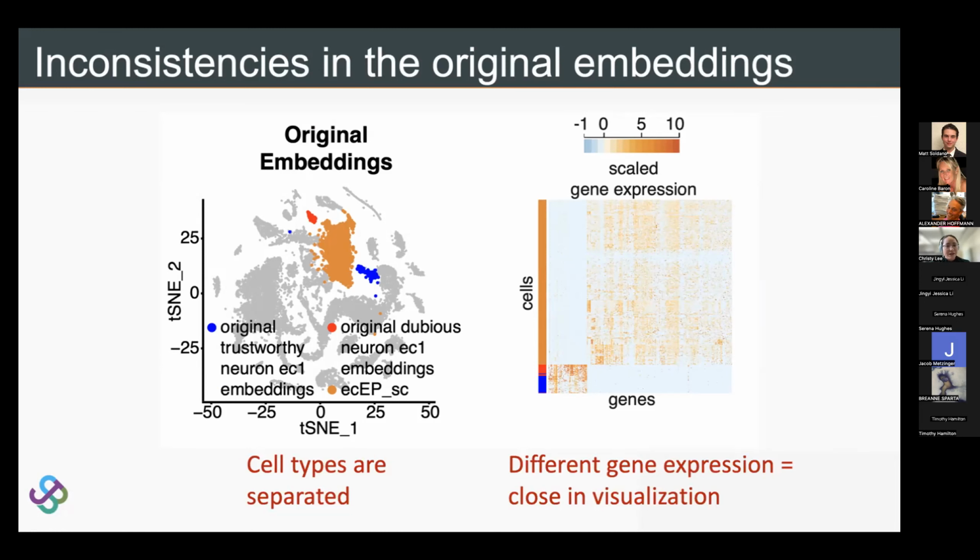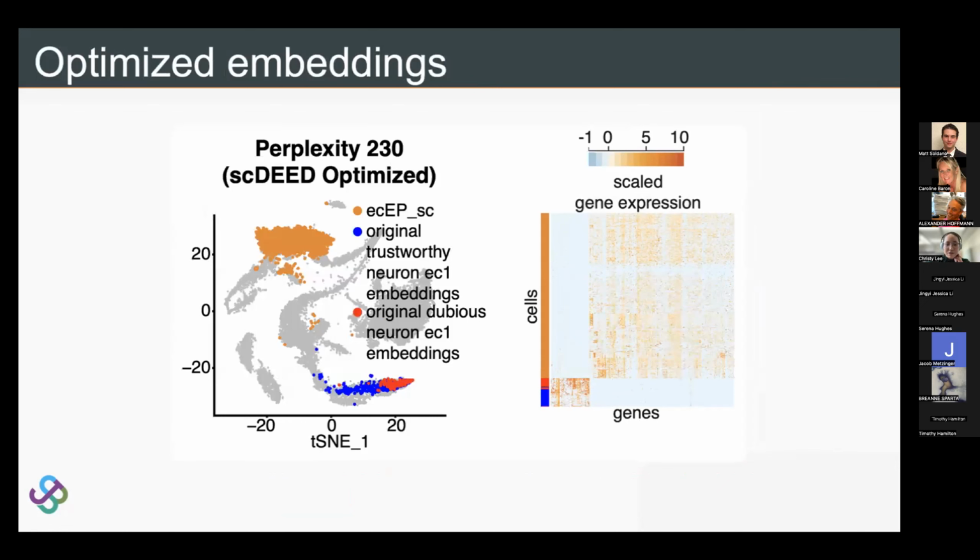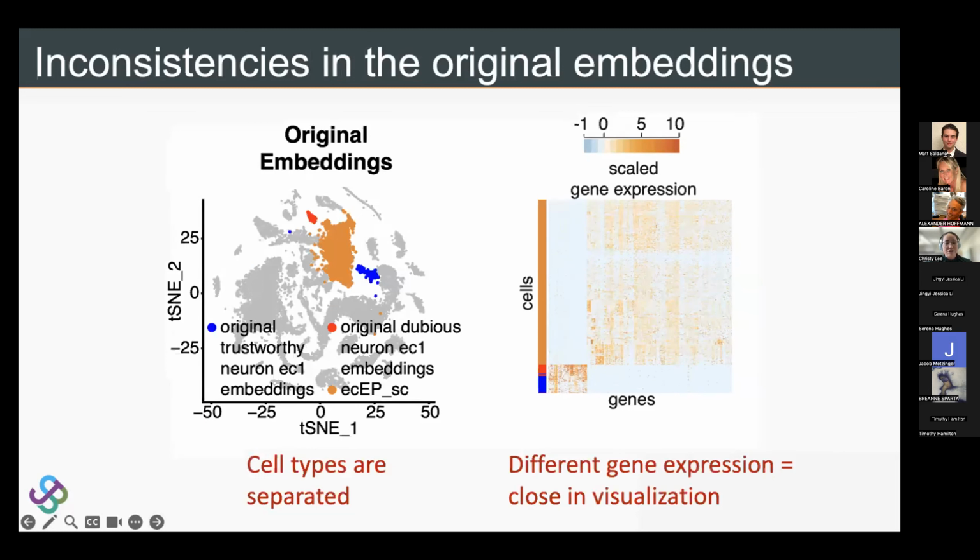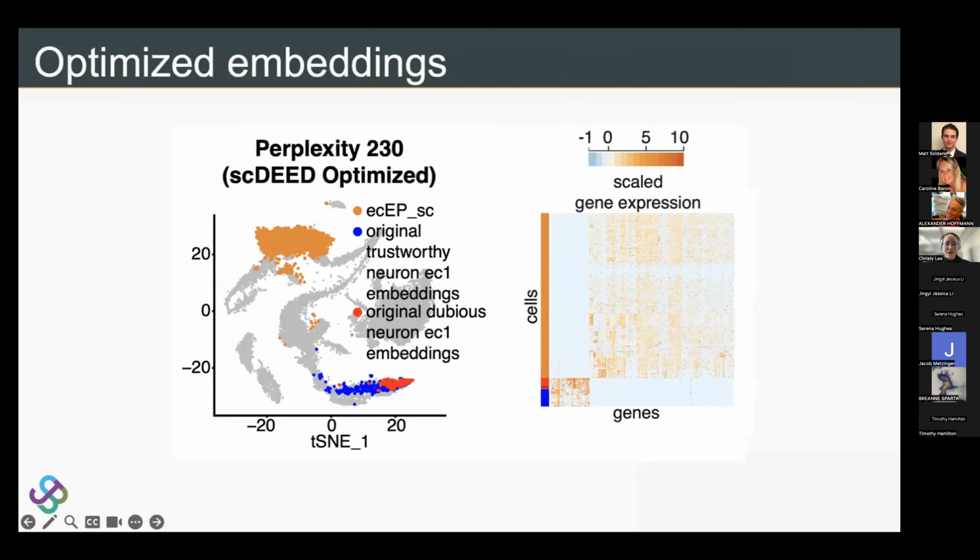Under the optimized perplexity of 230, we actually find that both of these have been resolved. So the neuron EC1 embeddings are now unified in a single cluster. And the fact that they're unified here also really supports that this apparent split is not real and biologically meaningful, but just an artifact of the dimension reduction method, because if we change the perplexity, it goes away. And also we find that the orange stem cell cluster is now very far from the neuron EC1 embeddings. It's a little bit more intuitive because distance in the visualization corresponds to differences in gene expression.